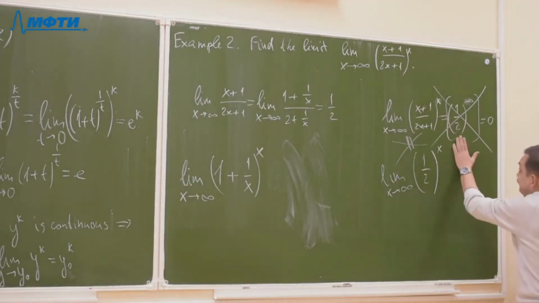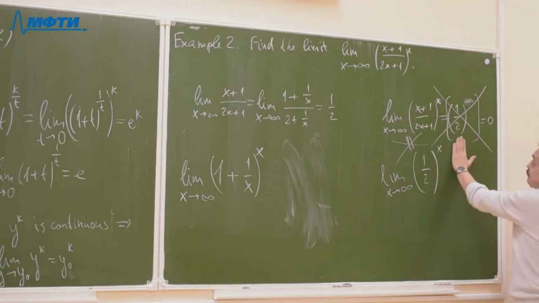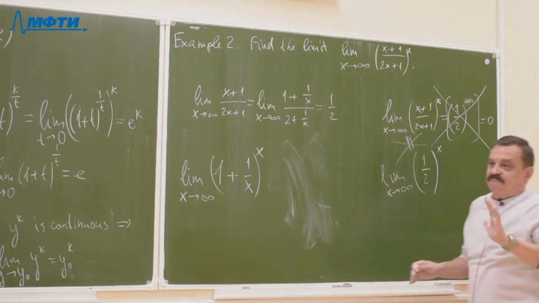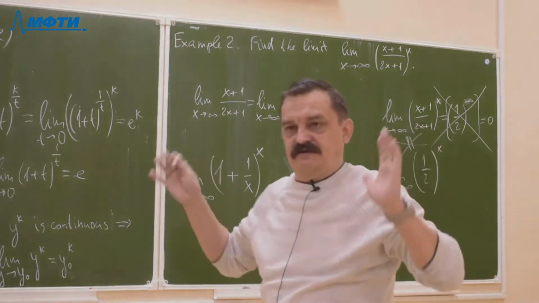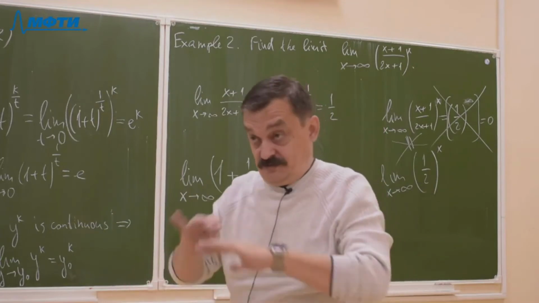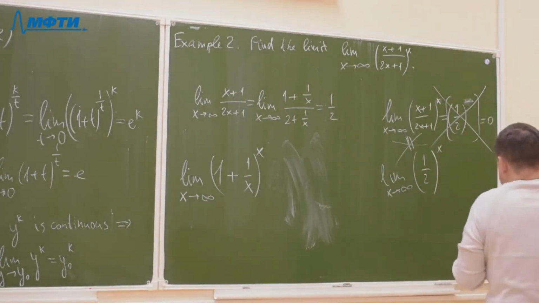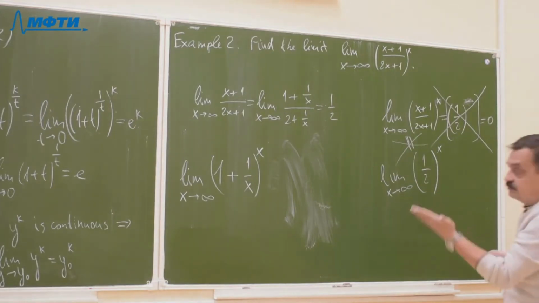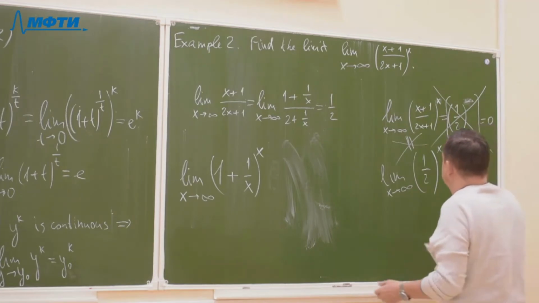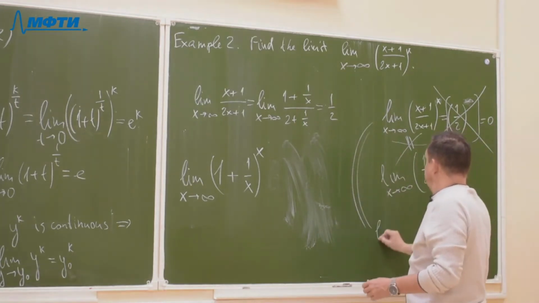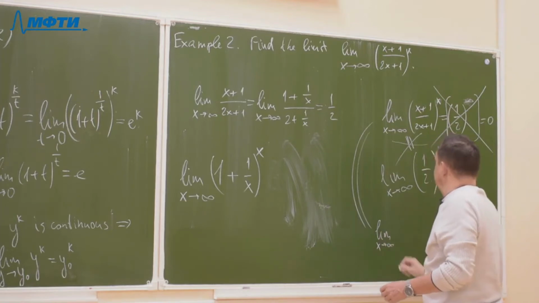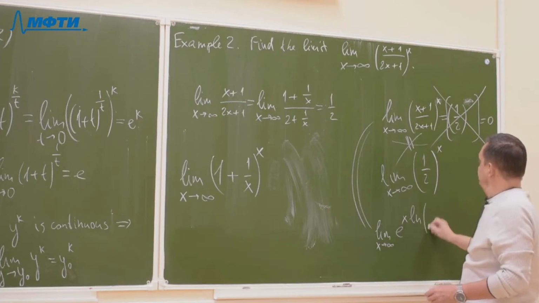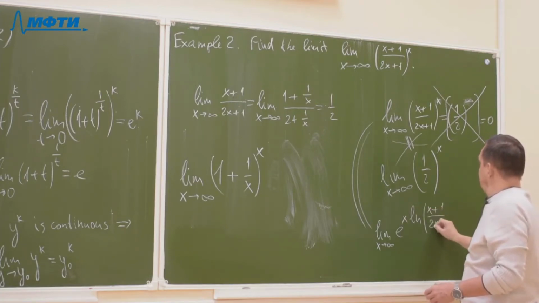Okay, here it is correct from the point of view that we know this type of limit is 0, and we can refer to this type, if you know. But a more rigorous way is just to use continuity of elementary functions. So write it like that, let's say. Limit as x tends to infinity of e to the power x logarithm of (x plus 1 over 2x plus 1).